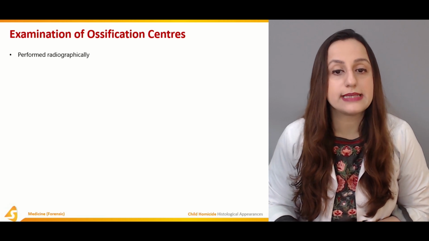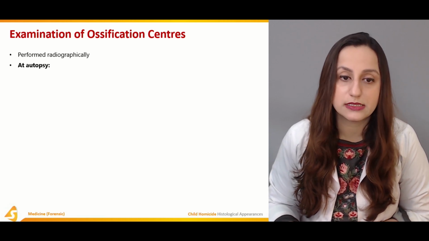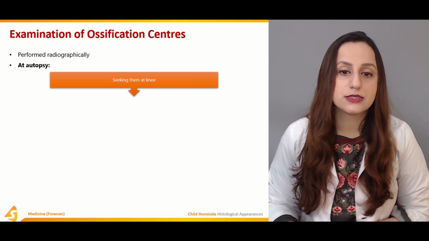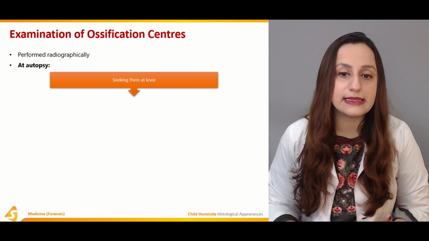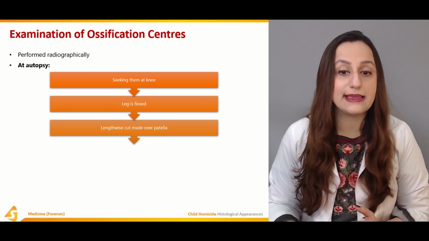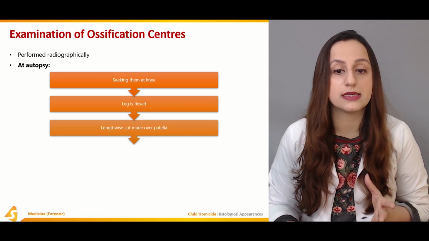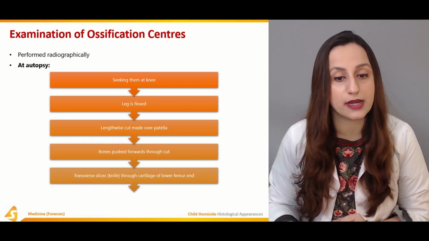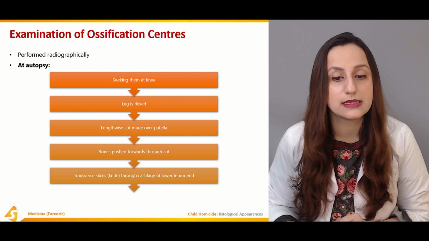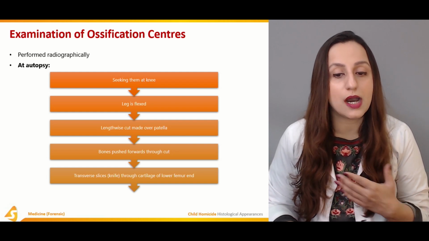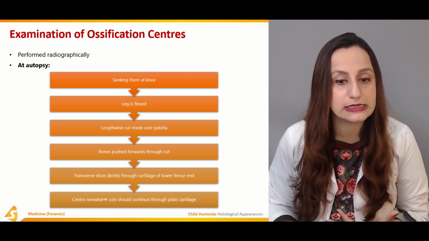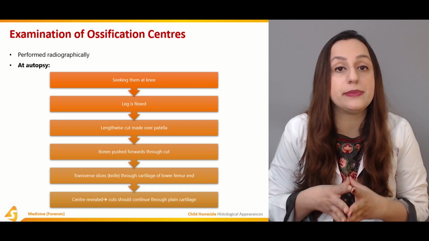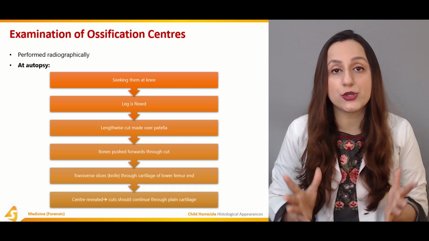Then moving on to the examination of the ossification centers, that is carried out and is performed radiographically. So it is basically seeking them at the knee level, and the leg is flexed. A lengthwise cut is made over the patella, and the bones are pushed forwards through the cut. The transverse slices through the cartilage of the lower femoral end are taken, and the centers are revealed, and the cut should continue through the plain cartilage. So this is what we're talking about.